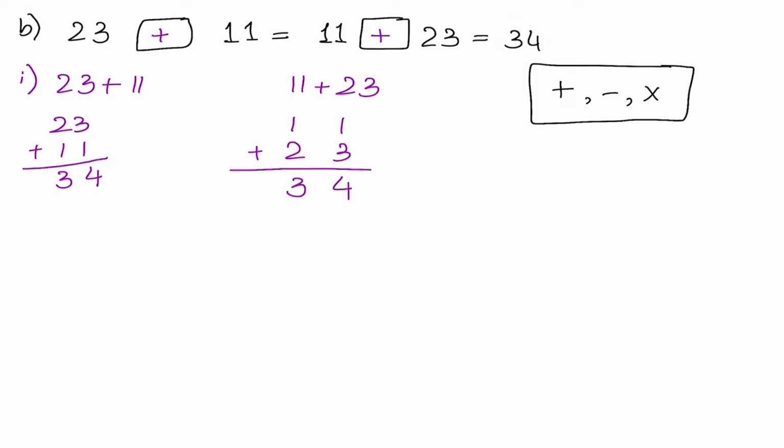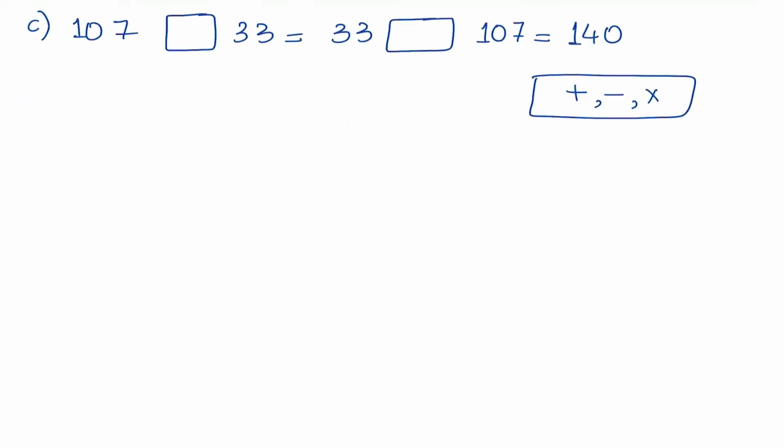Now let's look at the third question. The next question that we have is 107, some mathematical operation, 33 is equals to 33, some mathematical operation, 107 is equals to 140. Now you have to find out which mathematical operation will be used so that you get 140 as the answer. So let's start by performing addition first.